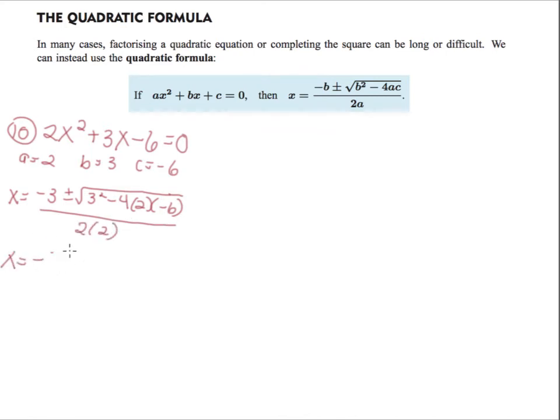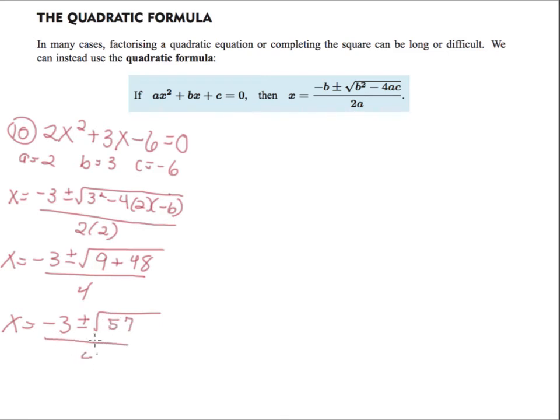Multiplying the numbers underneath the square root together, I get 9 plus 48 divided by 4. Negative 3 plus or minus the square root of 9 plus 48, which is 57, divided by 4. Now 57 does not break down, so this is my answer. X is equal to negative 3 plus or minus the square root of 57 divided by 4.